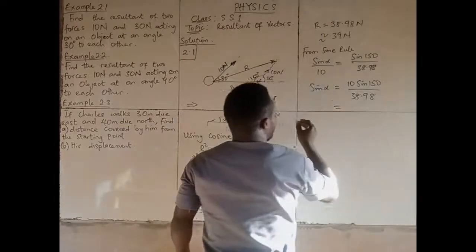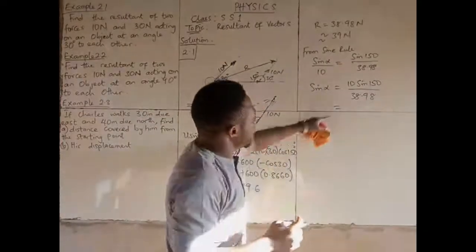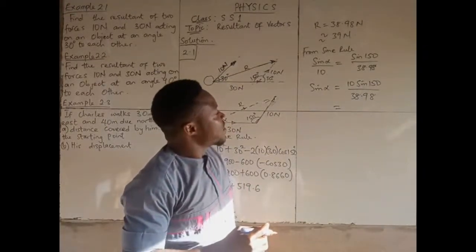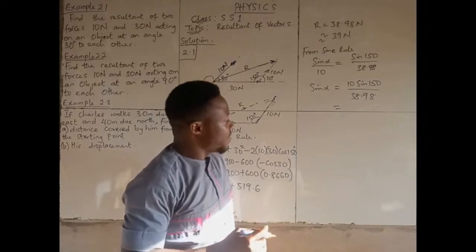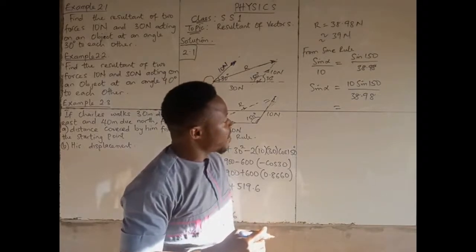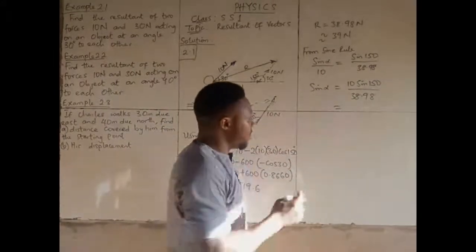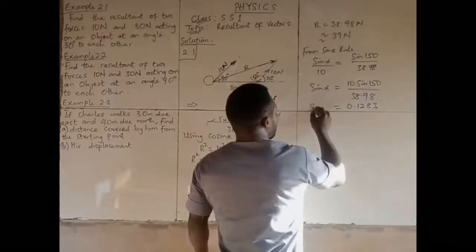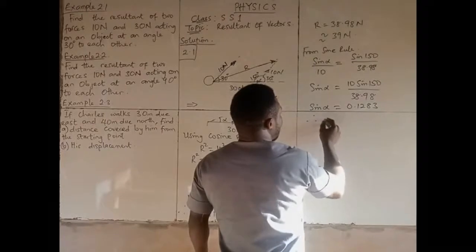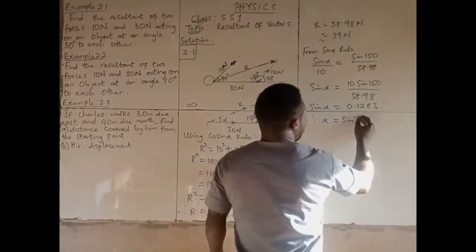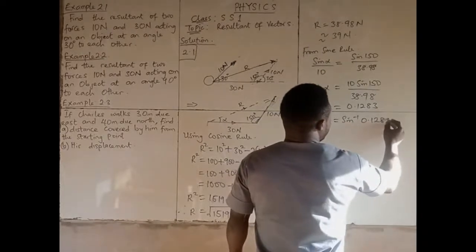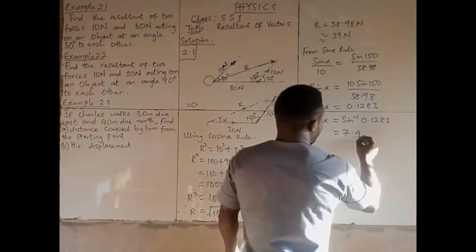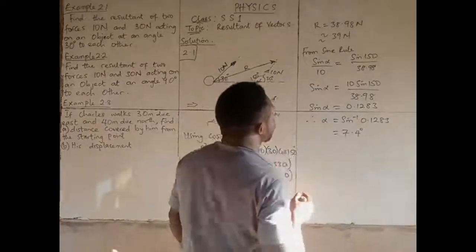you have sine alpha equals 10 sine 150 all over 38.98. Sine 150 is 0.5. Now 0.5 times 10 will give us 5. And if you divide 5 by 38.98, it will give us 0.1283. And that is your sine alpha. It implies that alpha equals sine inverse of 0.1283, and that will finally give us approximately 7.4 degrees.